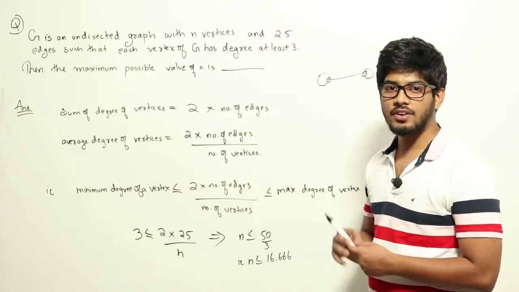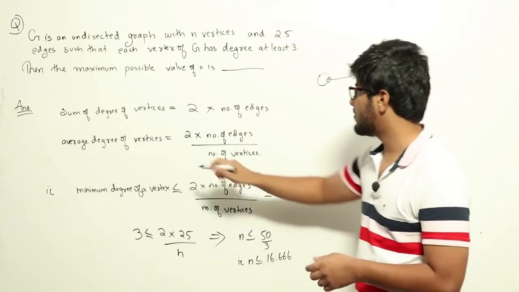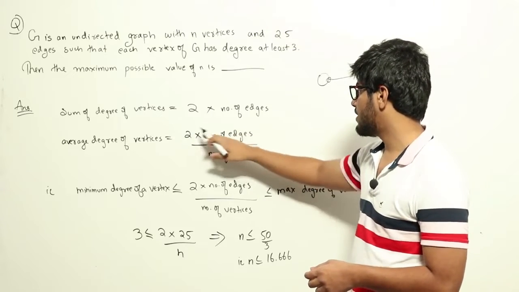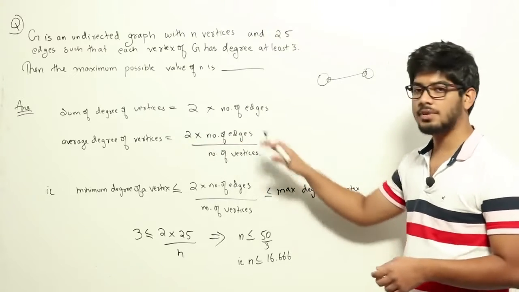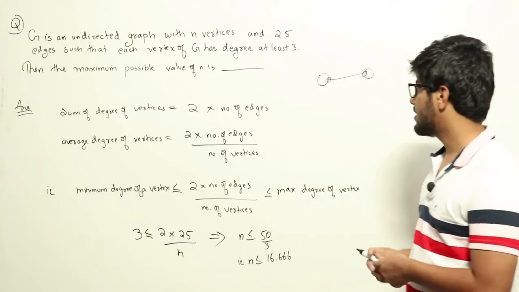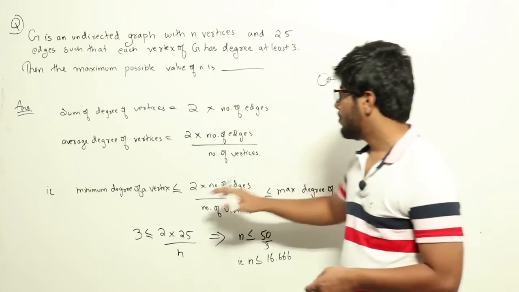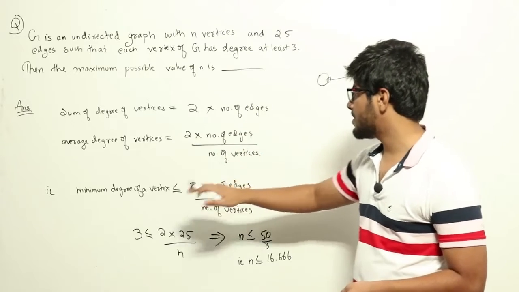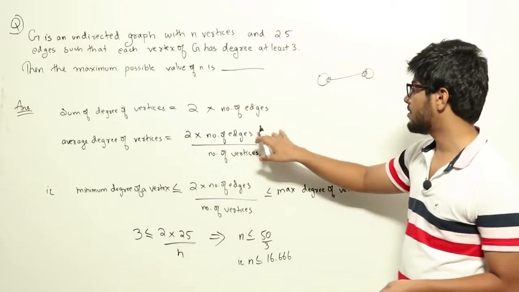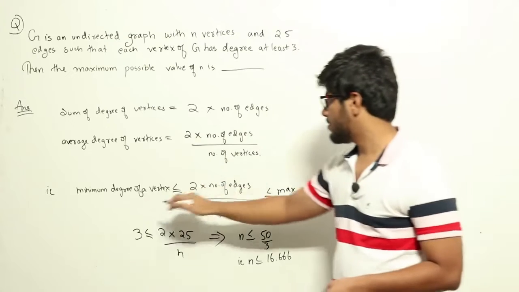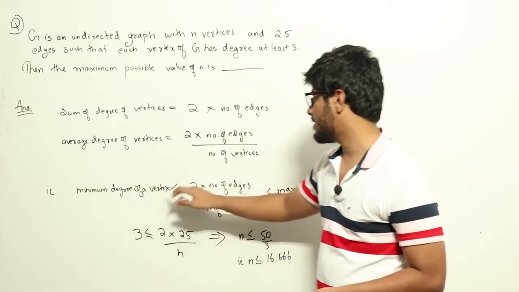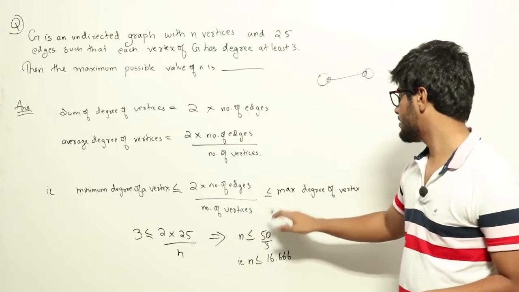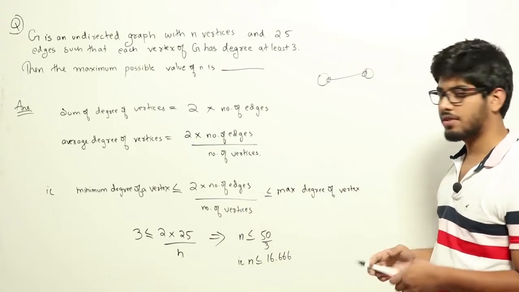will be the sum of degrees divided by the number of vertices, right? So that will be 2 into the number of edges, which is the sum of the degrees of all the vertices divided by the number of vertices. This will be the average degree of each vertex in a graph. Now the minimum degree of a vertex would be less than or equal to this average degree, and the maximum degree of a vertex will be greater than or equal to the average degree. So we can write it like this: minimum degree of a vertex less than or equal to 2 into number of edges divided by number of vertices, less than or equal to the maximum degree of a vertex.